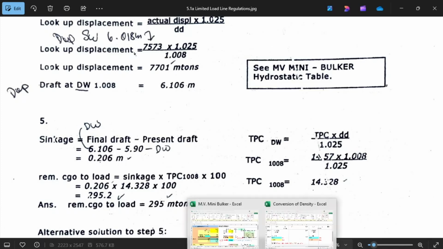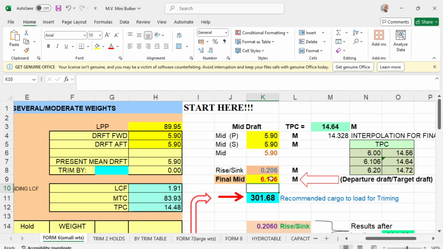Okay, I will explain, guys. This is the sinkage of 0.206. So from your mid draft, the vessel has to sink about 0.206 to reach the final mid of 6.106. So the vessel has to load cargo to sink about 0.206 to reach 6.106. And with this figure of 0.206, how much would that be in cargo? So you press this one, and this will be the formula to convert this figure into cargo.